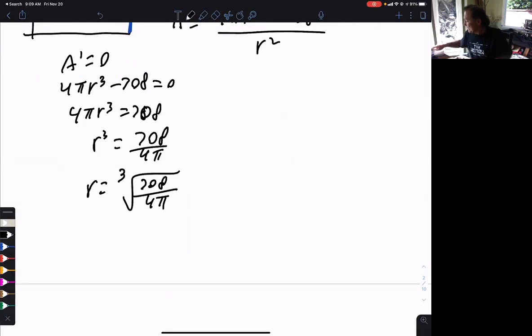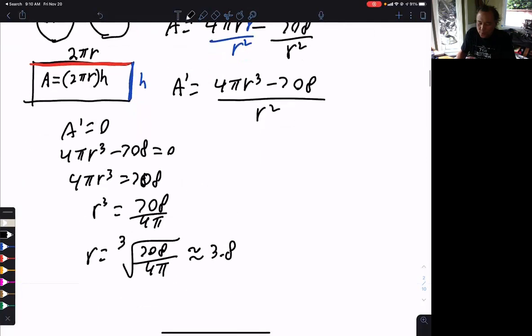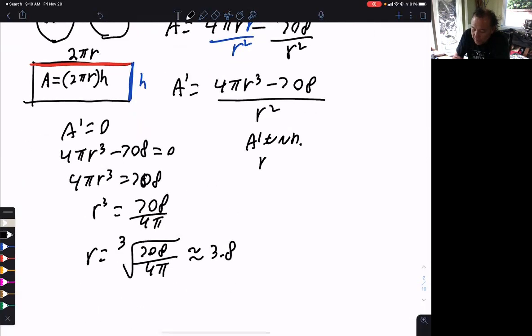I'm going to get that on my calculator for an approximate value. I can do that. 708 divided by 4 pi. Raise that to the 1/3 power. That's about 3.8 approximately.